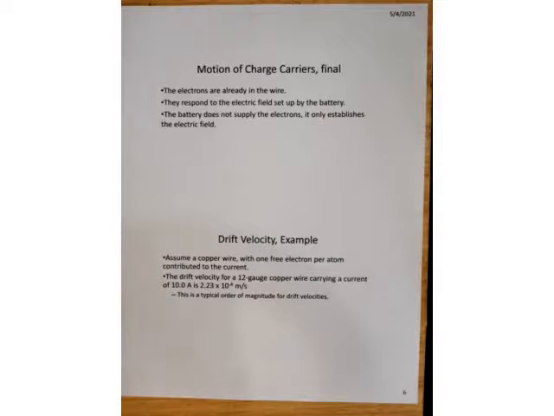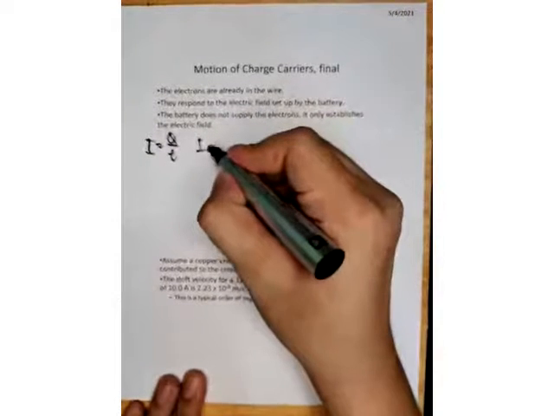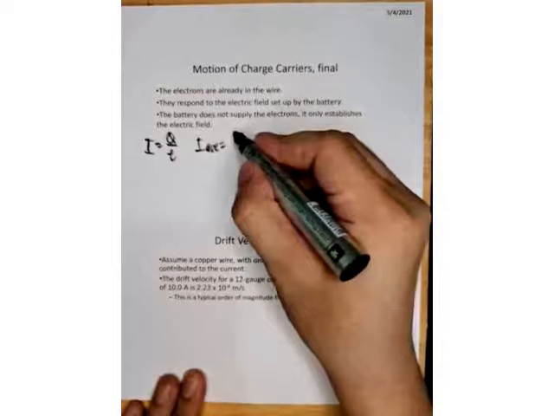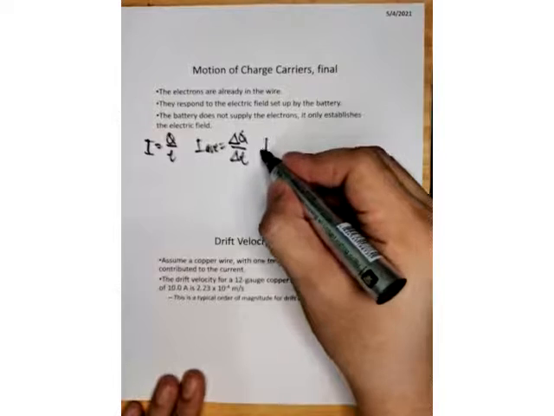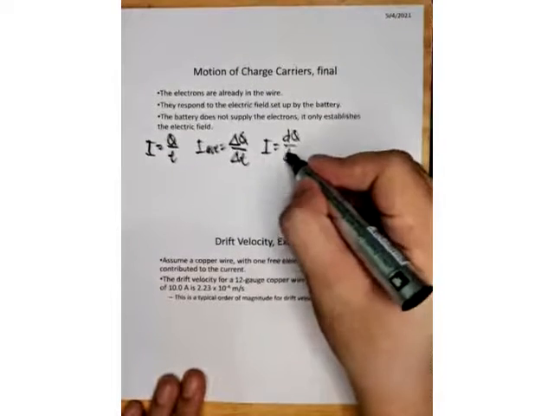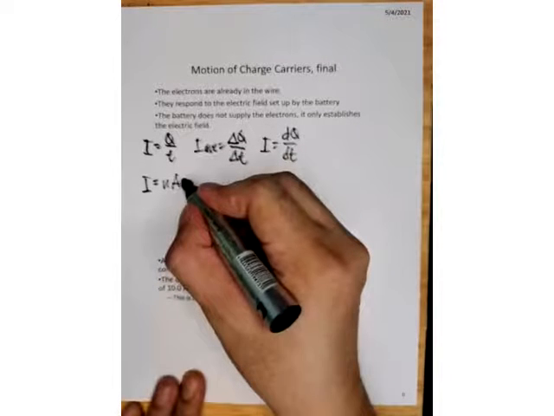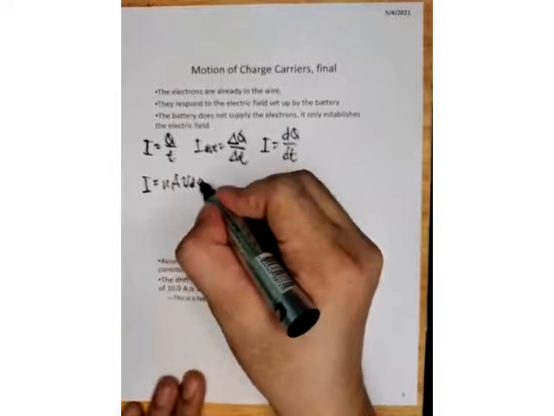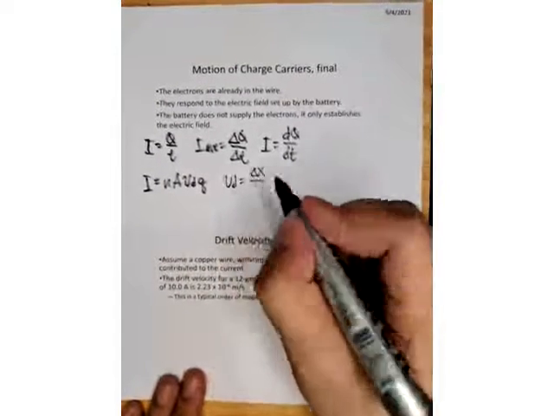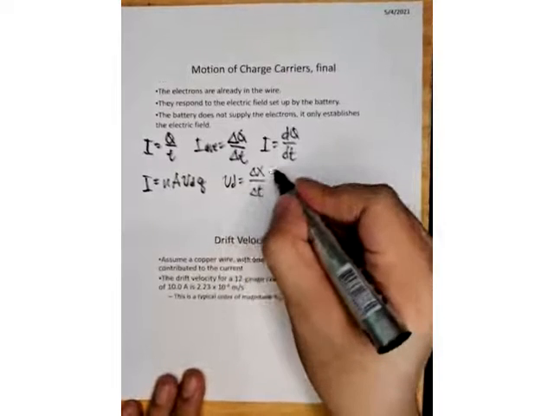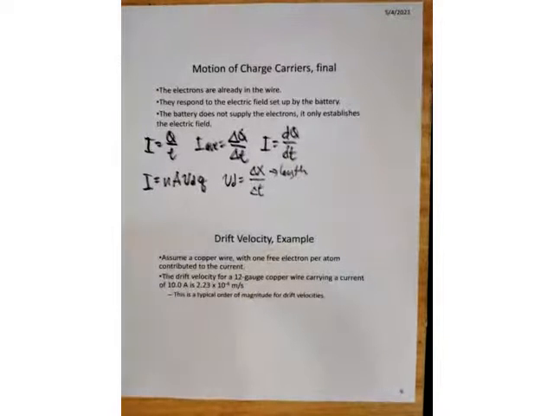Okay, so review lang natin. Ang current natin, general formula, Q over T. Yung average current natin is delta Q over delta T. And then yung ating instantaneous current is dQ over dt. At current din natin in terms of number of charges is NA dQ. Wherein ang drift speed natin is equal to the length of the conductor over the total time. So that's the drift speed.